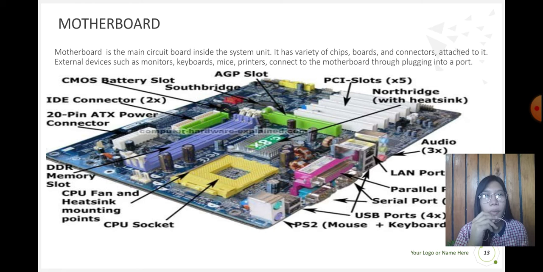So I have an example of a computer, a motherboard. A motherboard is the main circuit board inside a system unit. It has a variety of chips, boards, and connectors attached to it. External devices such as monitor, keyboard, mice, and printers connect to the motherboard by plugging into a port.